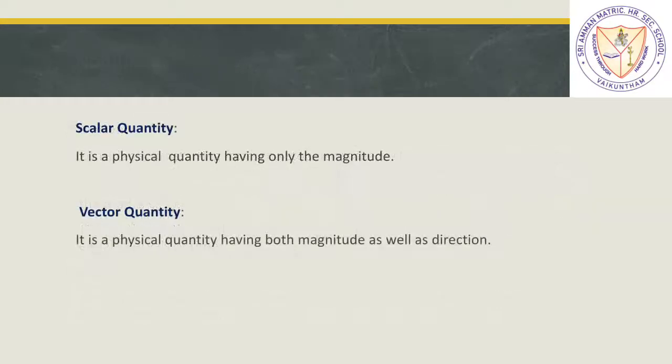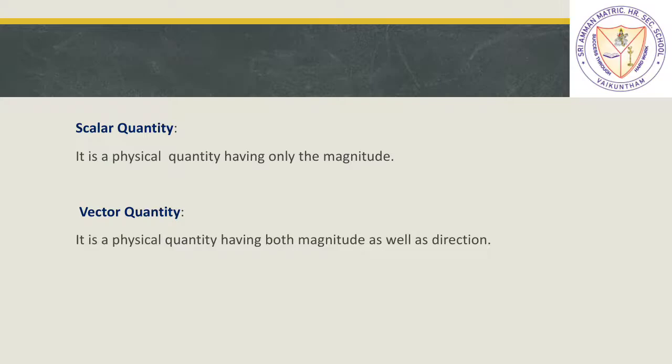So, in the previous lesson on physical quantities, we talked about how something is a scalar quantity and something is called a vector quantity. Let me make it a bit clear. What is a scalar quantity? It's a physical quantity having only magnitude. If any physical quantity is given to you and it has only magnitude, magnitude is the numerical value, like your height or your mass.